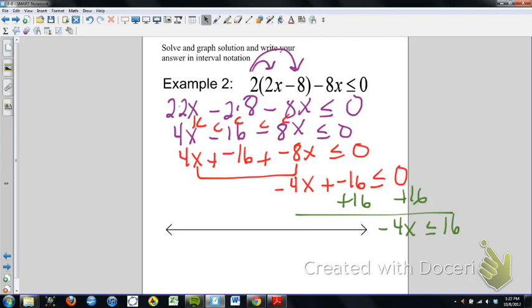Now here I can divide each side by negative 4, but as in example 1, I have to be very careful. Whenever I multiply or divide an inequality by a negative number, I have to flip the inequality around.